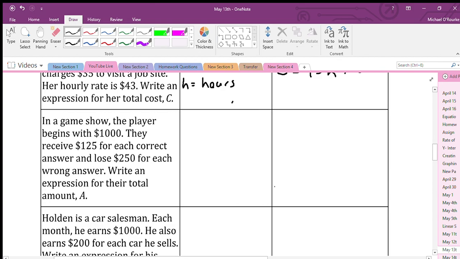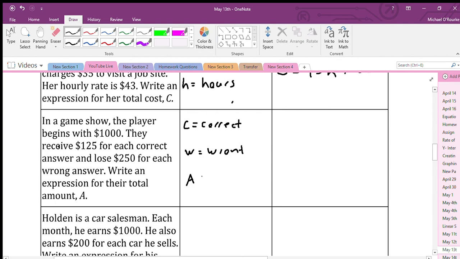All right, here's a long one. Feel free to pause if you want to take a shot at it. In a game show, the player begins with $1,000. They receive $25 for each correct answer. What I do sometimes is, as it goes through, I'll write down C equals correct. For each correct answer, and lose $2.50 for each wrong answer. So I'll go W for wrong. Write the expression for their total amount.